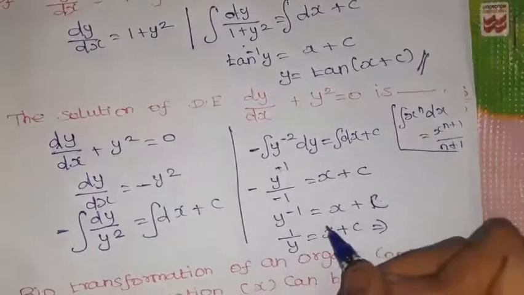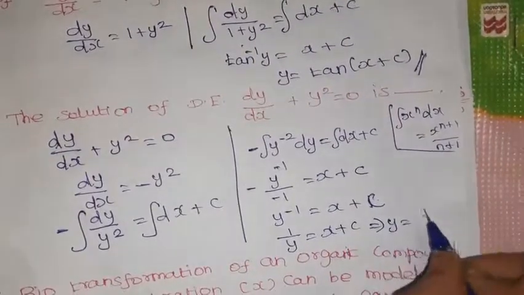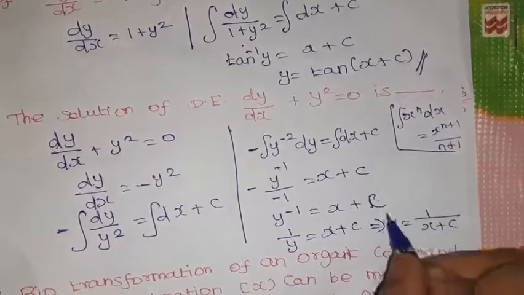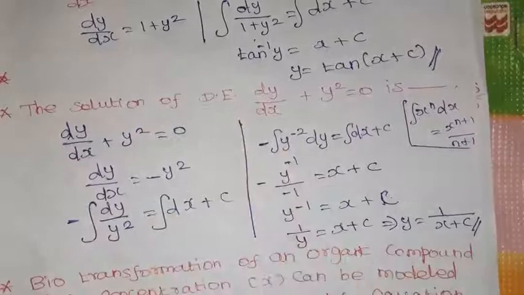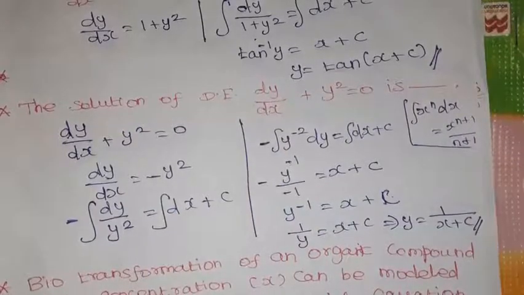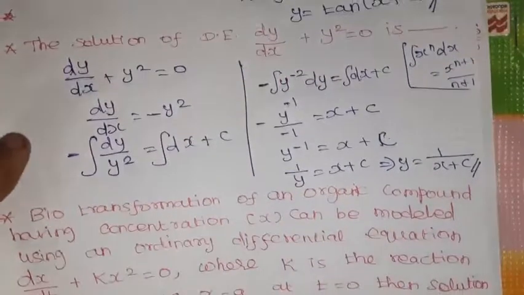How can we find the solution y? y is nothing but the reciprocal of this term: y = 1/(x + c). So this is the solution of the given differential equation by using the variable separable method. Then move on to the next one.